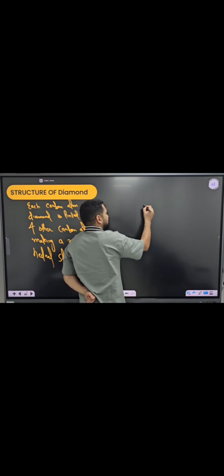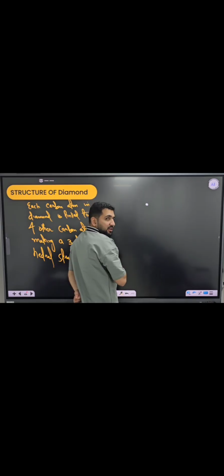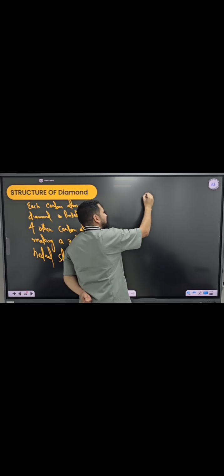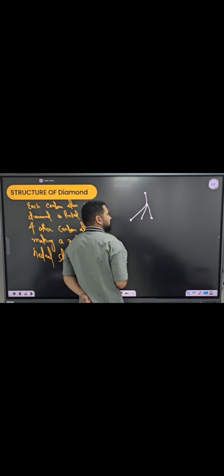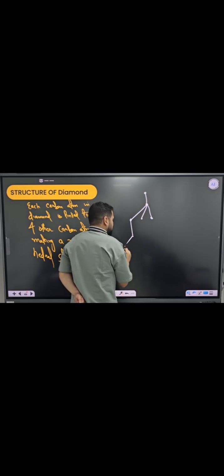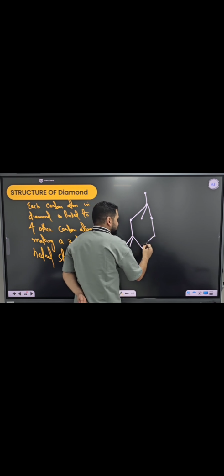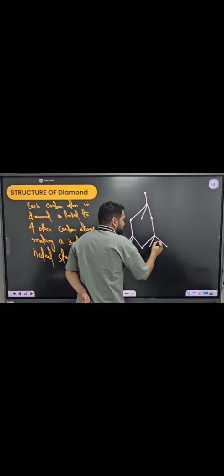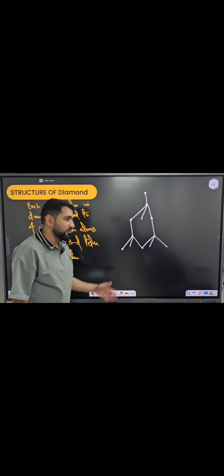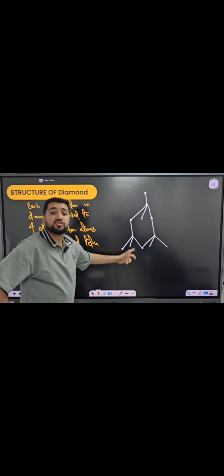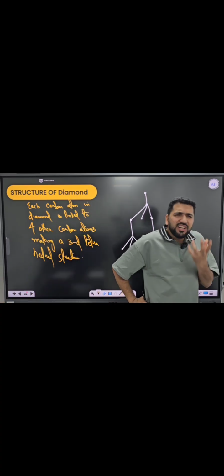Each atom in diamond, for example, this is one atom in diamond. It is linked with how many atoms? 4 atoms. This way, 1, 2, 3, and 4. Right? Each atom is linked with 4. This, for example, 1, 2, 3, 4. So it's making this type of structure, this tetrahedral type of structure, and we say that this is the structure of diamond.